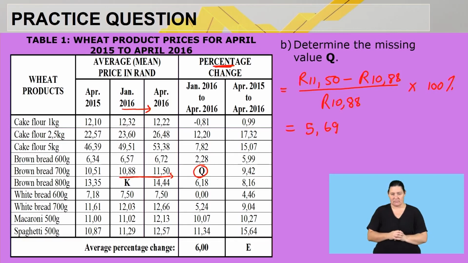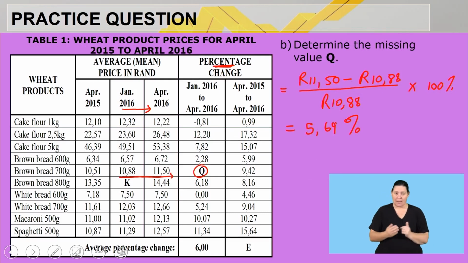So 5.69, and it continues at 5. So in this case, no penalty for rounding off. So we indicate that is 5.69%. So just to repeat, it's new minus old, divided by old, multiplied by 100%. Guys, I hope that is fine.